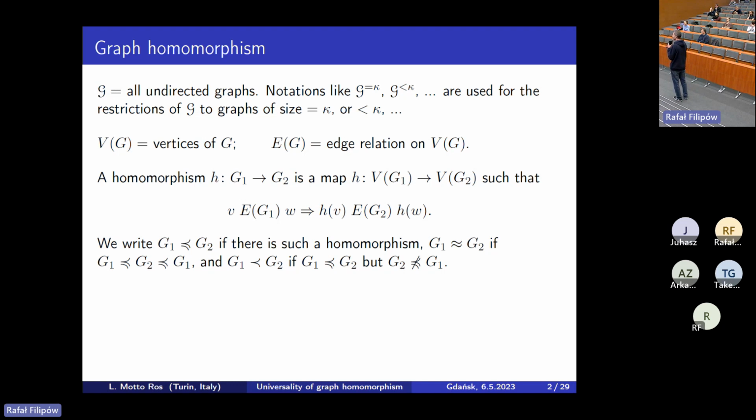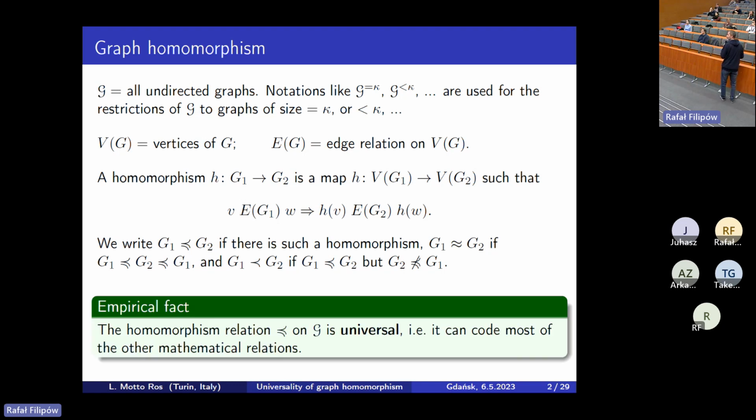As a quasi-order, of course, it induces an equivalence relation. And of course, you have the strict part and everything else that you can get from a quasi-order. This is my notation for that.